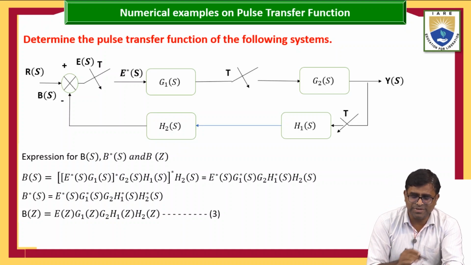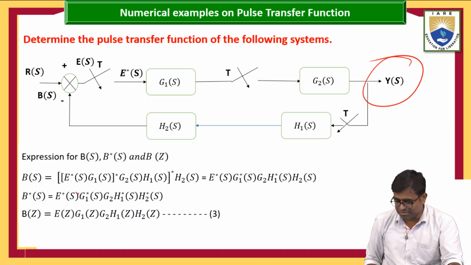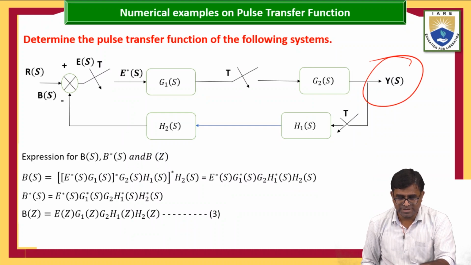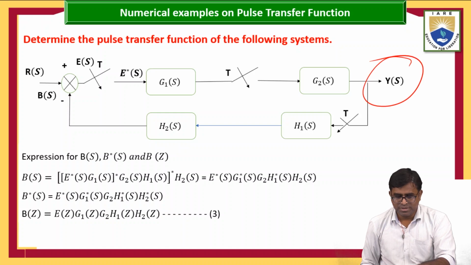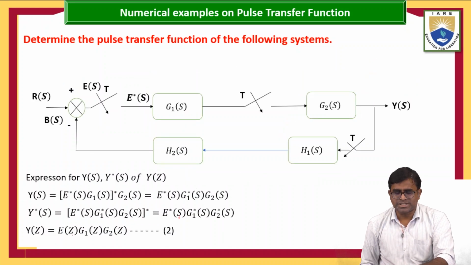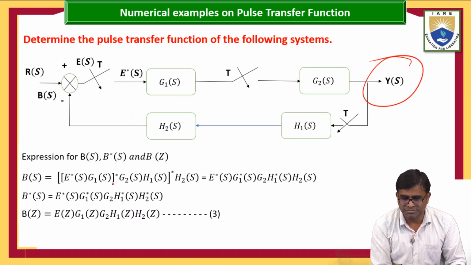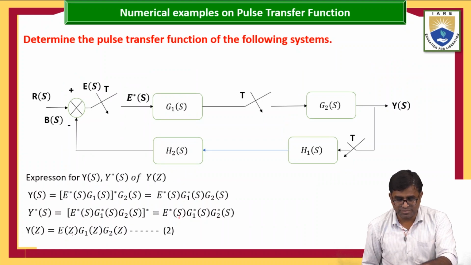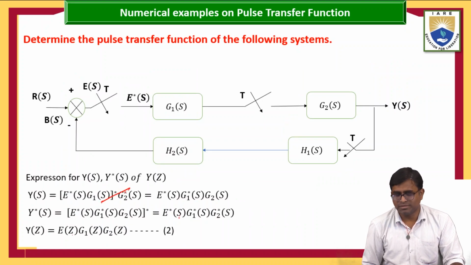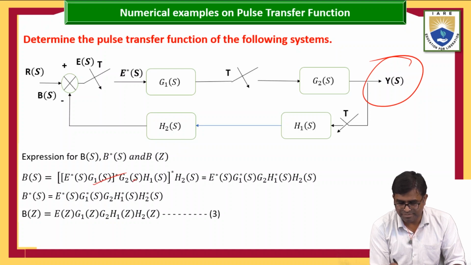So what is the B of S? B of S is nothing but this total output, what we got in the previous section. Okay, E star of S, G1 star of S, G2 of S. So this one, that is from the starting onwards, completed. Okay, like this.